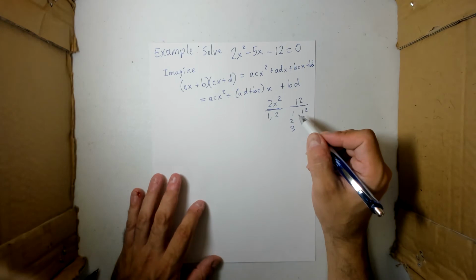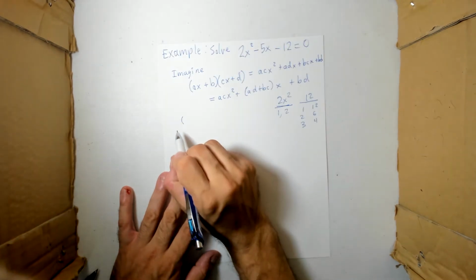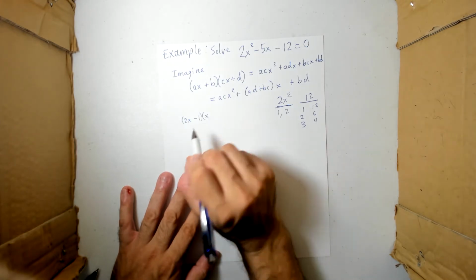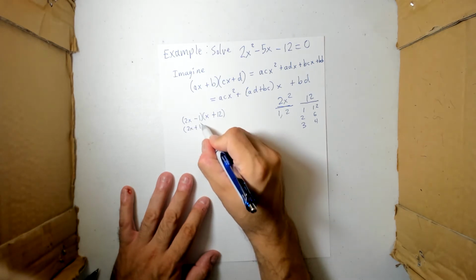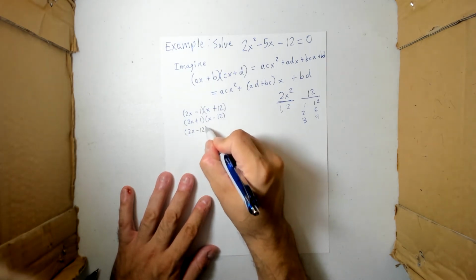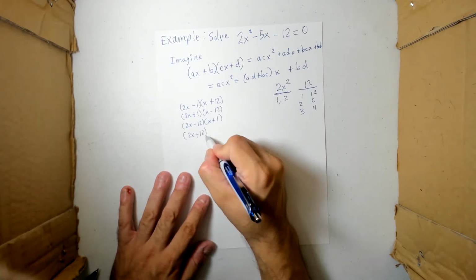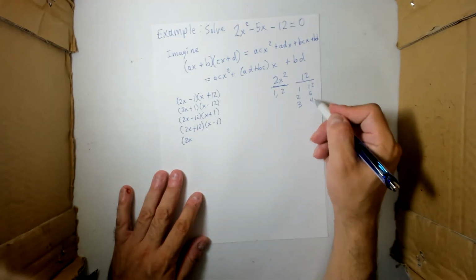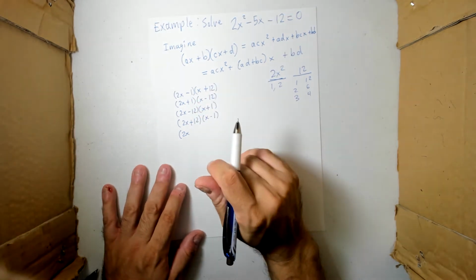1 times 2. So now we're going to have the following possible factorizations. It's going to be 2x minus 1 times x plus 12, or it'll be 2x plus 1 times x minus 12, or it's going to be 2x minus 12 times x plus 1, or it's going to be 2x plus 12 times x minus 1, and same thing with all the rest of these. So it's going to be a total of 4, 8, 12. It'll be 12 possibilities.